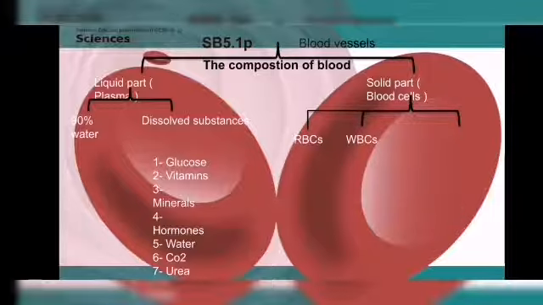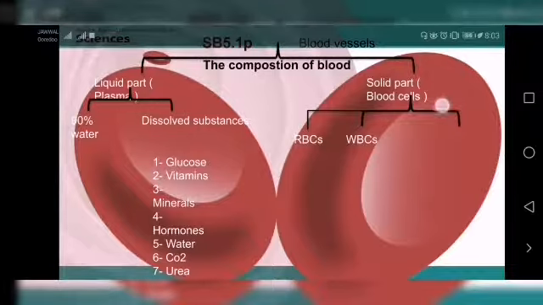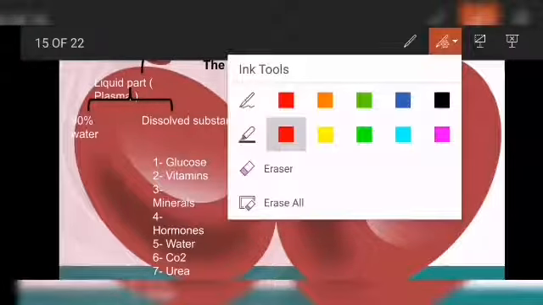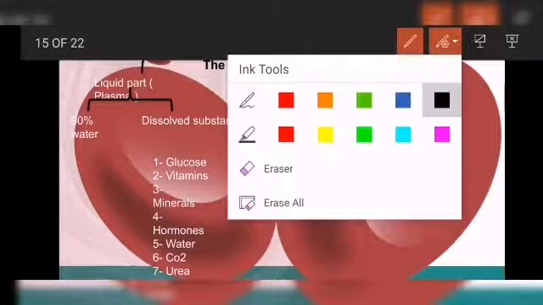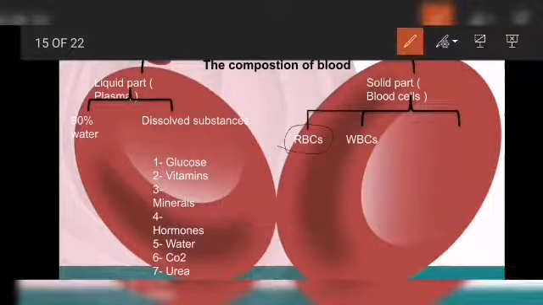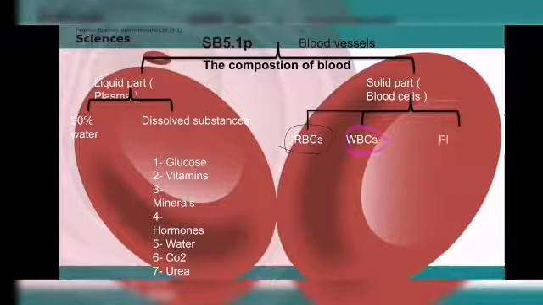Solid part like RBCs or red blood cells or erythrocytes, and WBCs or white blood cells, and the platelets.